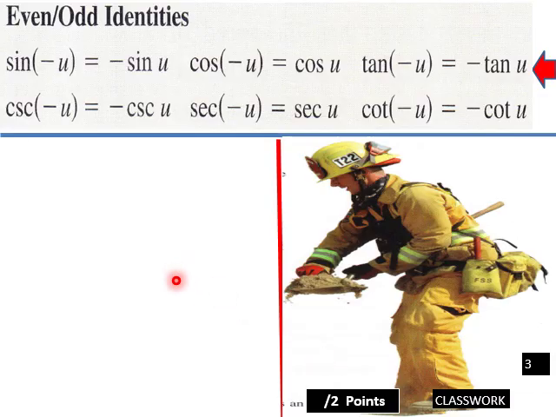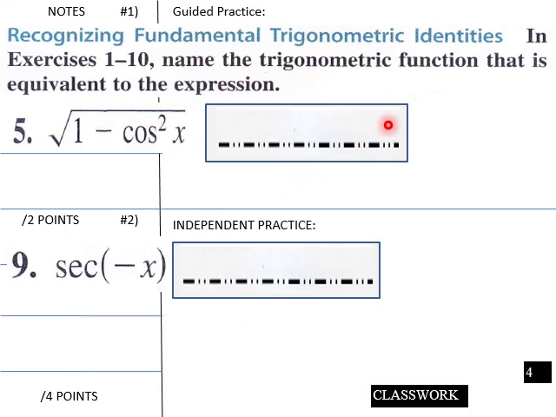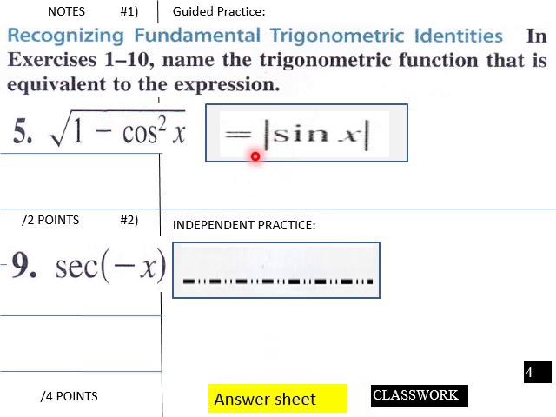Page 3 of your classwork. And then we go into a situation here. Name the trigonometric function that is equivalent to the expression: 1 minus cosine squared x, and then secant of negative x. For the first one, it would be the absolute value of sine x for 1 minus cosine squared x, taking the radical here. And then down here, secant of negative x would be secant x.